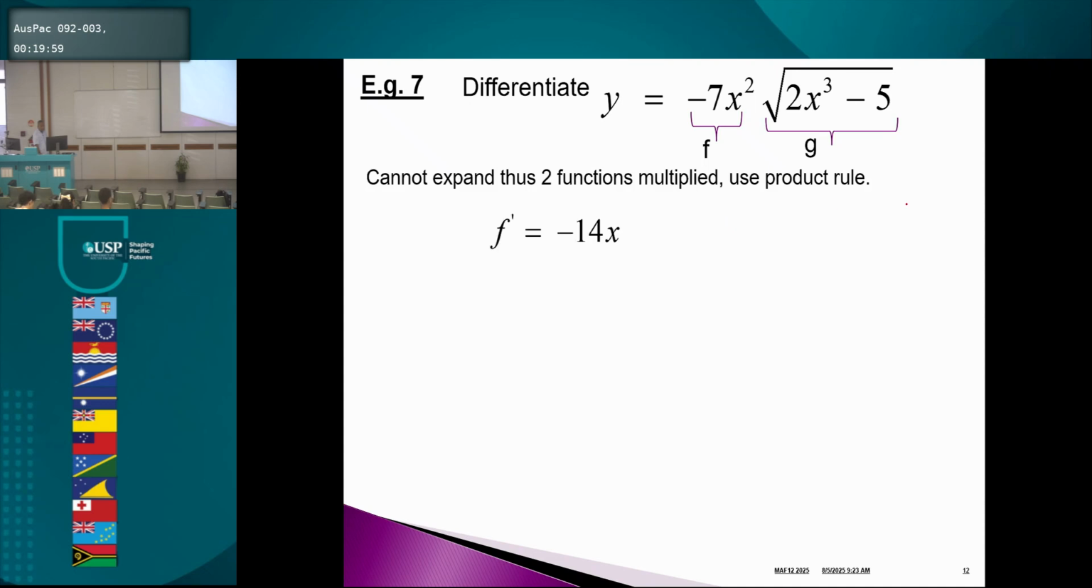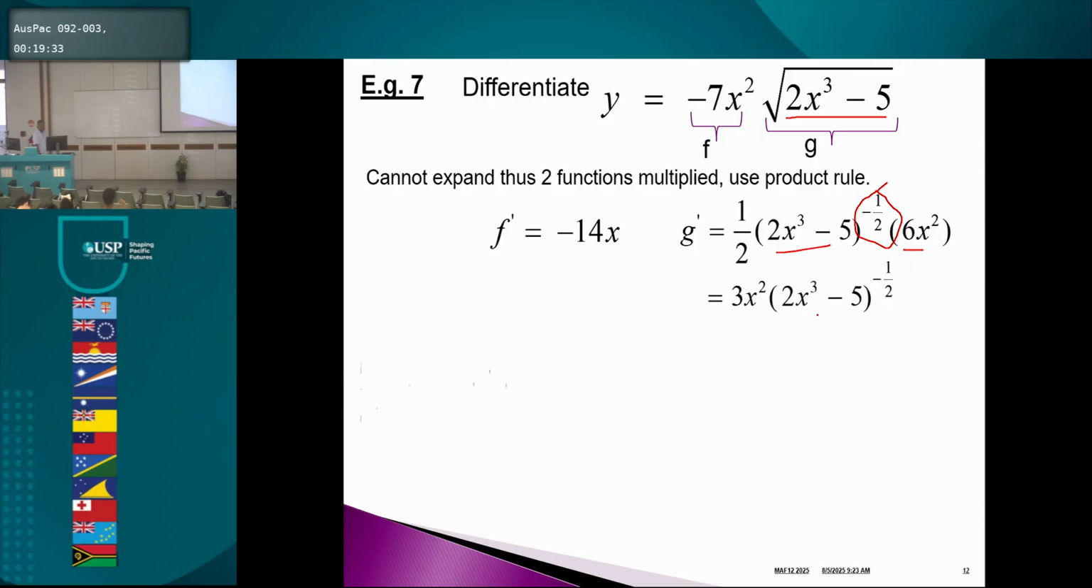F dash. So g, I'll write it properly, to the power of half. I'll bring the half down, reduce the power by 1, I get power negative half. The inner function remains the same, and then I'll differentiate this inner function. Get 6x squared. Then I'm going to simplify half and 6x squared.